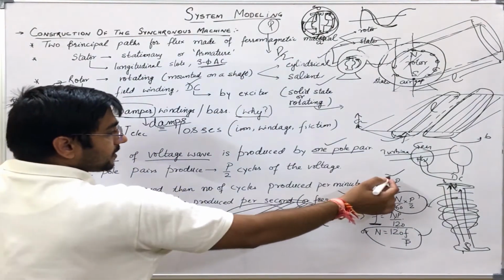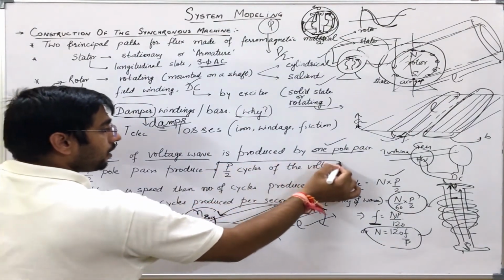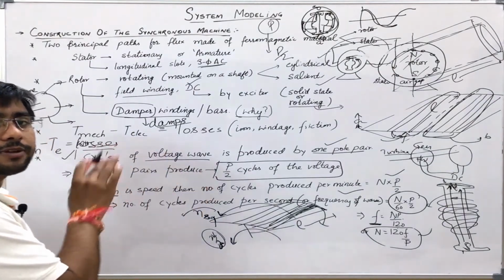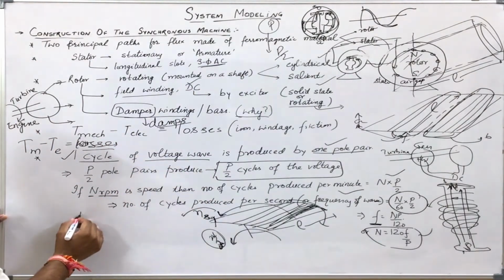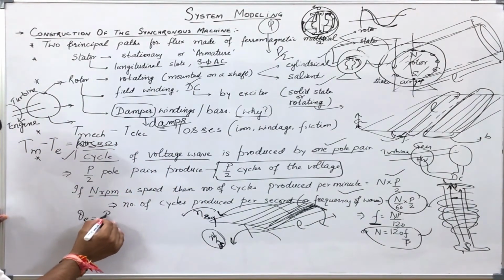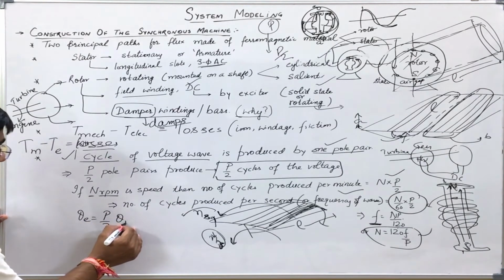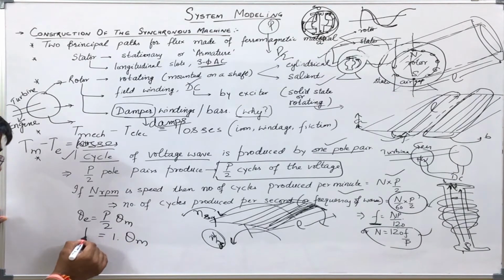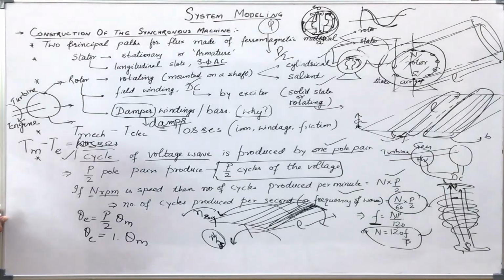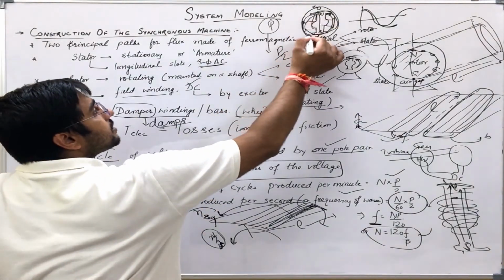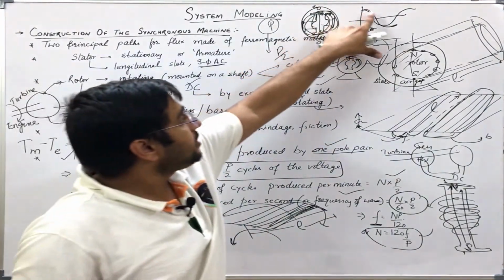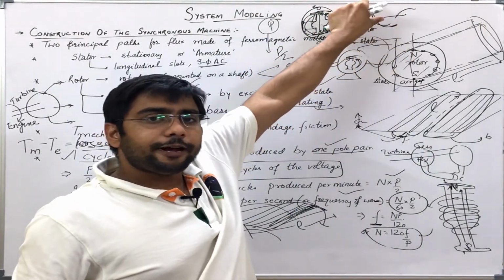Now from this we can also find the relation between the electrical angle and the mechanical angle, that is, theta electrical is equal to p by 2 theta mechanical. That is, when there was one pole pair, then theta mechanical was equal to theta electrical, that is, this whole 360 degrees mechanically was equal to the 360 degrees of the electrical wave.